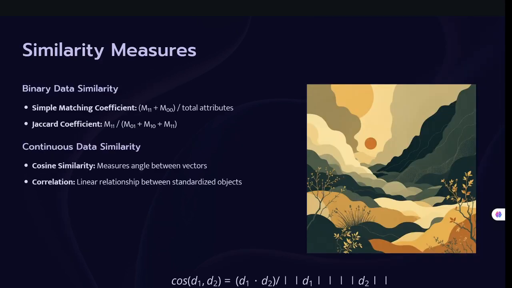And also we have similarity measures. Similarity measures compare how alike objects are, and we have binary data similarity, which means the simple matching coefficient and the Jaccard coefficient, and continuous data, which means cosine similarity and correlation. For example, Spotify uses cosine similarity to recommend songs. If two tracks have similar audio features, Spotify groups them together in your playlist. So this is how you discover new music that matches your tastes.